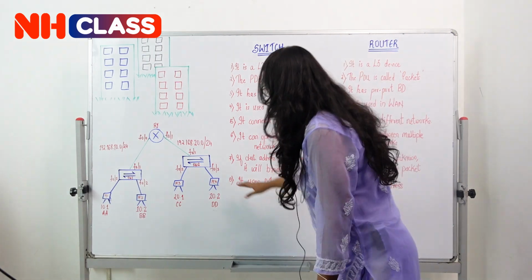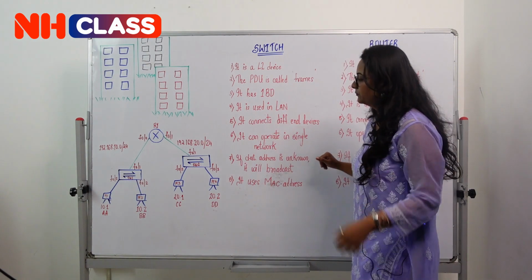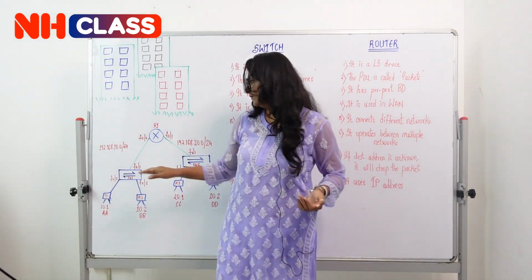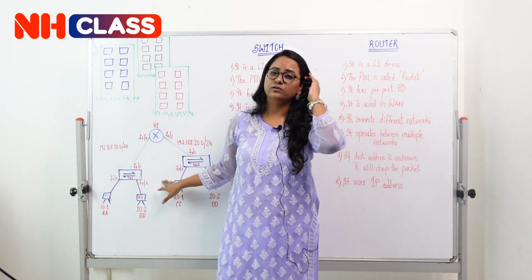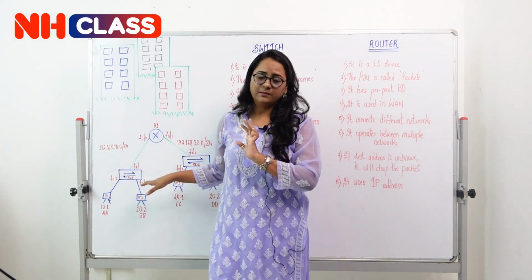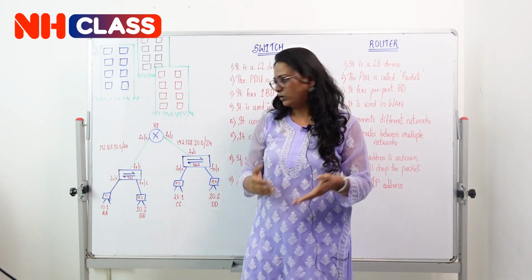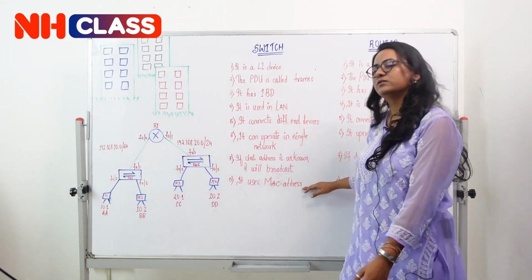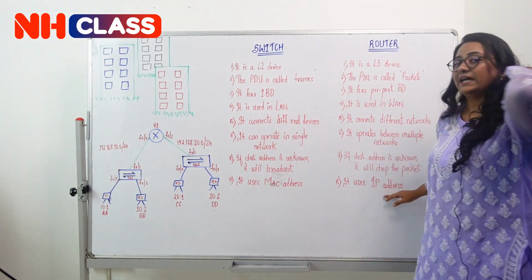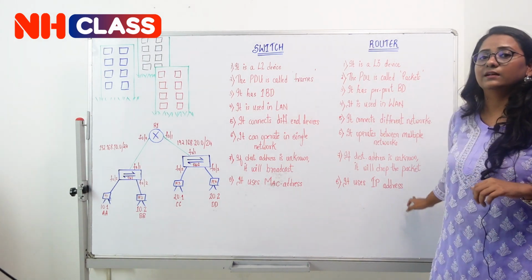Now, let us understand a little bit of the packet flow when it comes to switches and routers. The basic mechanism of a switch is that it captures the MAC address of the source device and updates its CAM table. CAM table is nothing but content addressable memory. So it uses the MAC address and stores it in the CAM table. Whereas the router uses the IP address and stores it in its routing table.